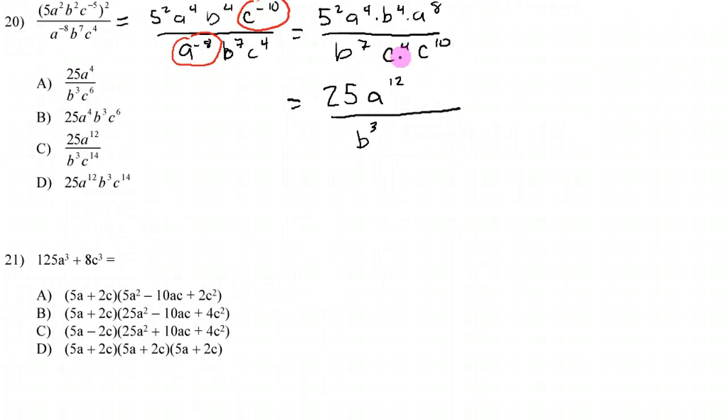And last, the c's. I have 2 separate c's here that are being multiplied. And again, same base, so we just add those exponents. So that's going to be c to the 14th. So there's my answer. Let's see if you can find it. That'll be right here.